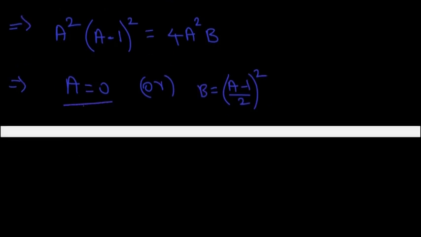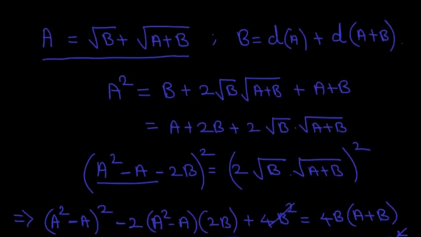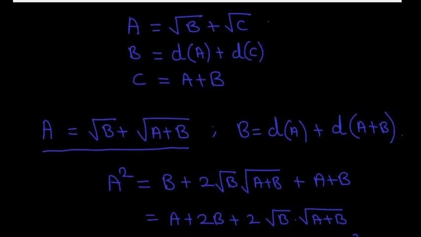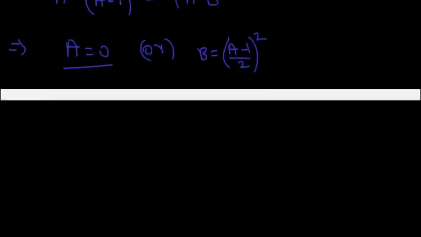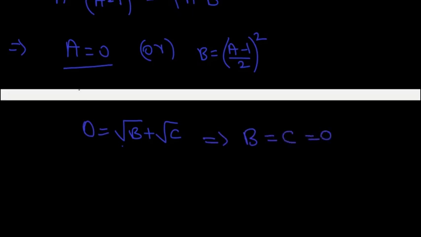Consider this case. When A is equal to 0, remember we have the first equation as A is equal to square root of B plus square root of C. So A is equal to square root of B plus square root of C. When A is equal to 0, this is equal to 0. Square root of B plus square root of C is equal to 0. Since both these are positive, this is possible only when B and C are 0. Therefore, one solution is A is equal to B is equal to C is equal to 0.